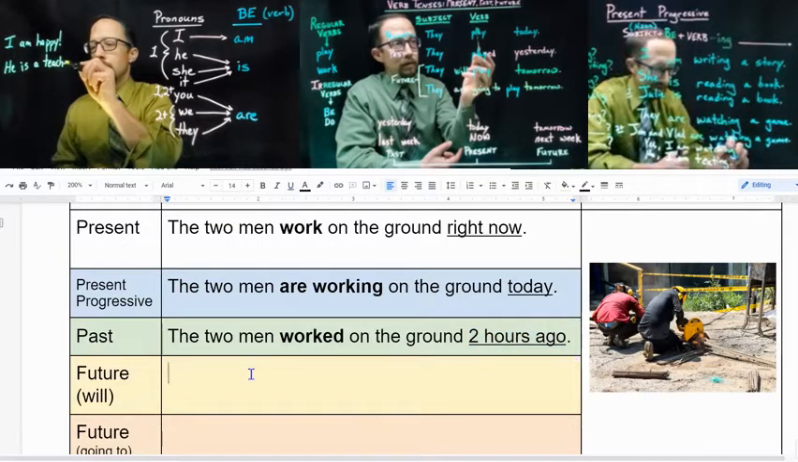Future with will. The two men. Remember, this one is easy because you just write will and then the verb. Will work on the ground. And we could say something like, in 1 more hour. Kind of like this one, right? In 1 more hour. It is future. So we have will work.